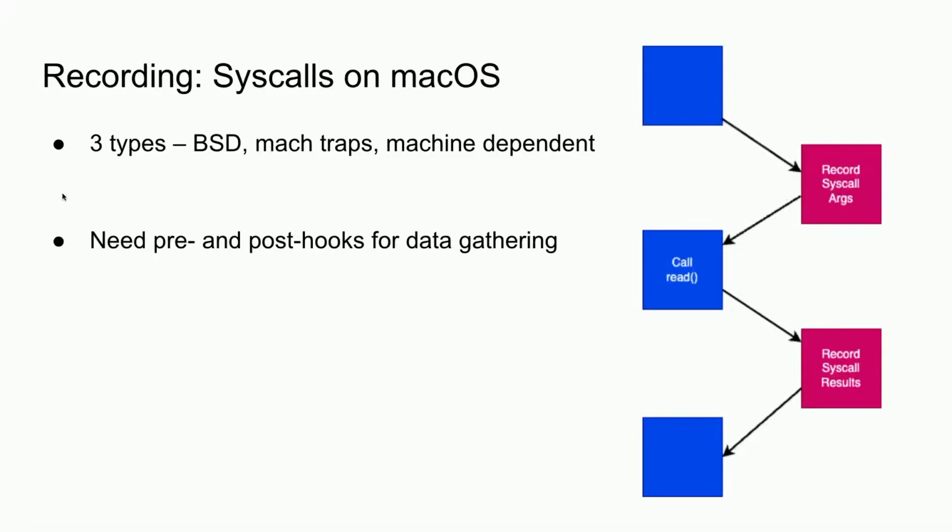And for all of these, we need pre- and post-hooks so we can gather whatever data we need to record. In the case of a pre-hook, we may need to walk memory or pull a non-trivial structure out of memory so that we know how to replay and where to replay data to. And then, of course, we need the post-hooks to know what the kernel actually put down, so we can put it down and replay.